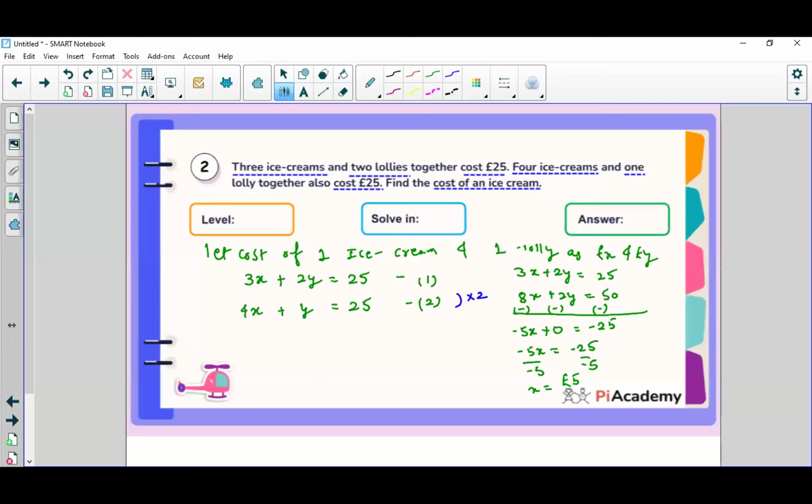You can substitute the value of x here, which is 4 times 5 plus y equals 25. 4 times 5 is 20, plus y is 25. And y equals 25 minus 20, which is 5 pounds. So for both the lolly and the ice cream, the cost is the same, that is 5 pounds. Here, the final answer I can write as 5 pounds, because it is asking about the cost of ice cream only.